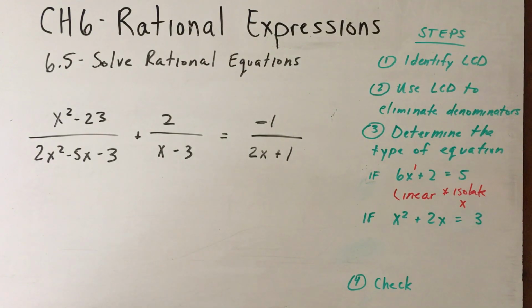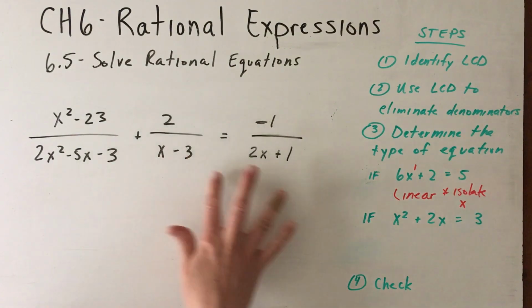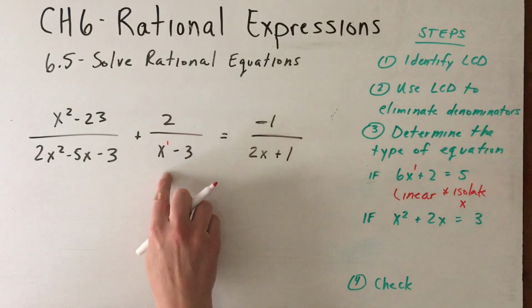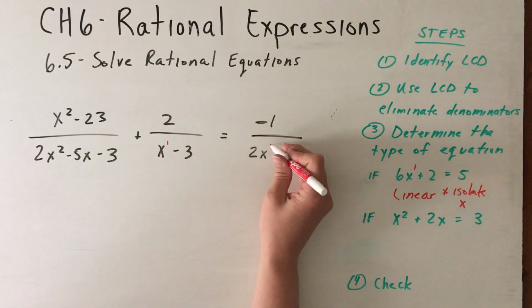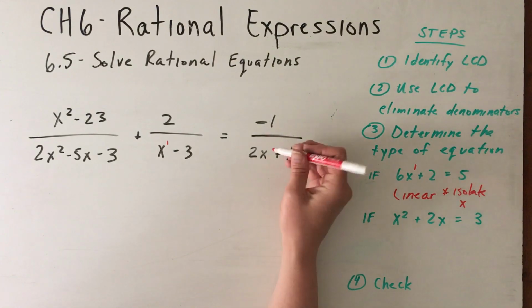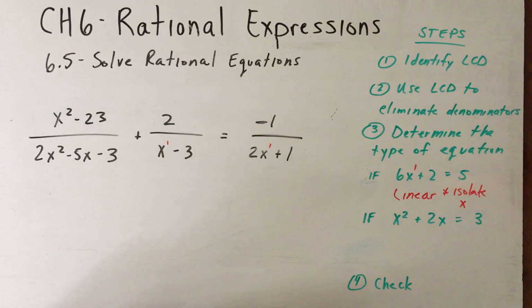So this first step of identifying my LCD is going to be a little harder than the last one, because my last ones were just constants. But to identify the LCD, I need to factor each denominator. This denominator is factored because the x is to the power of 1, and there's no GCF. This denominator is also factored because the x is to the power of 1, and there's no GCF.